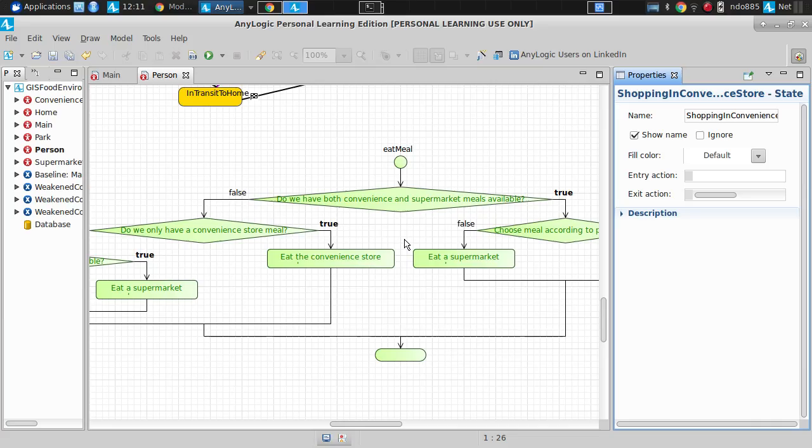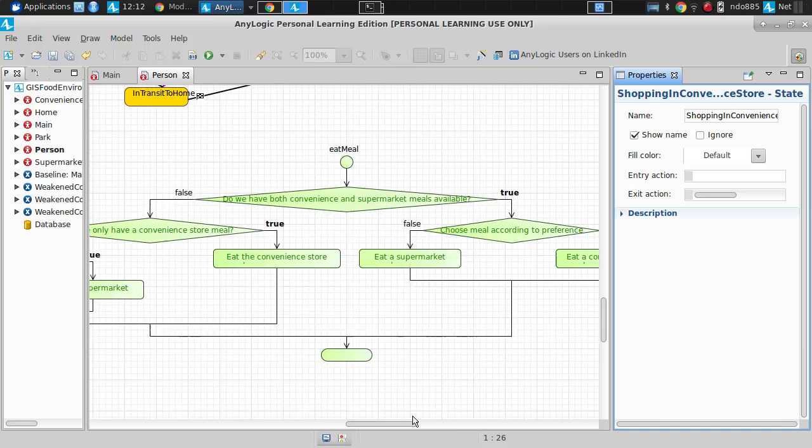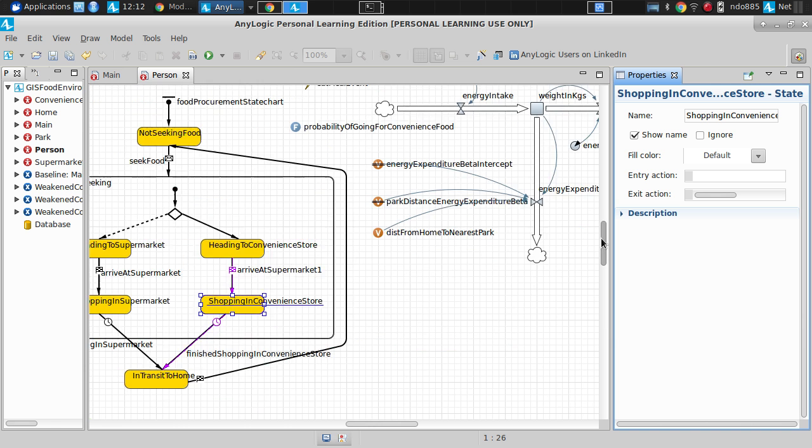So imagine you have an agent. They're going to eat a meal. How do they decide? Well, the agent first sees, okay, do they have both convenience store and supermarket meals available? If so, they're going to choose it according to their preference. Otherwise, if they only have a convenience store meal, that's what they're going to eat. If only a grocery store meal, that's what they're going to eat. And then, over on the left-hand side, if they don't have either available, they're going to go shopping for a meal. They're going to go replenish their larder, or at least they're going to satiate their hunger.